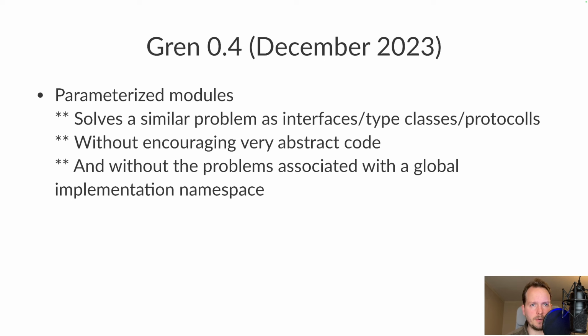The second point here, the problems associated with the global implementation namespace. In Java, this is actually quite simple. If you have defined a class, you are the only one allowed to implement certain interfaces, right? And the problem with that is that if I were to create an interface and I wanted to extend that to the string class, I would not be able to do that.